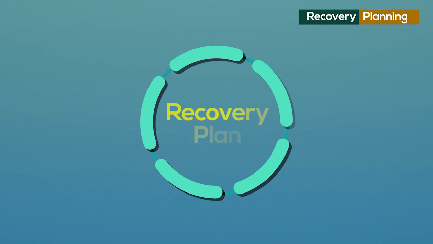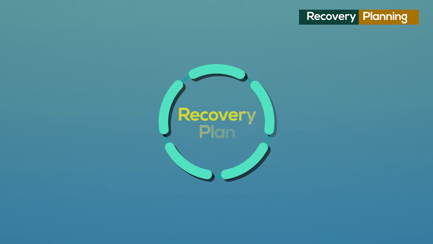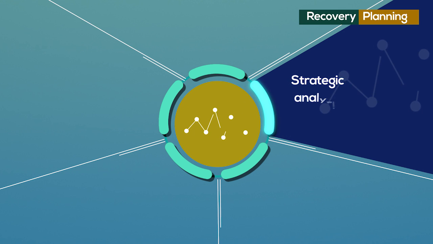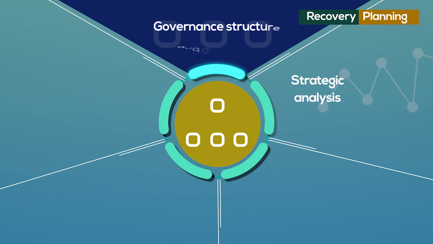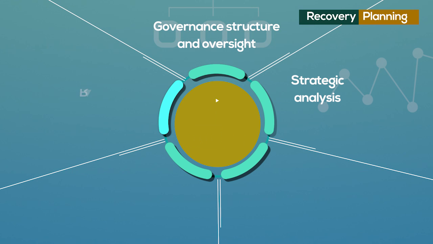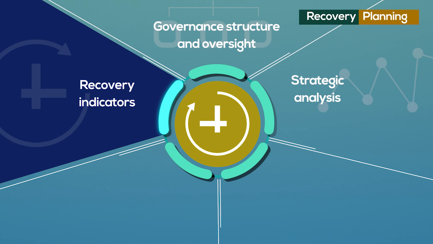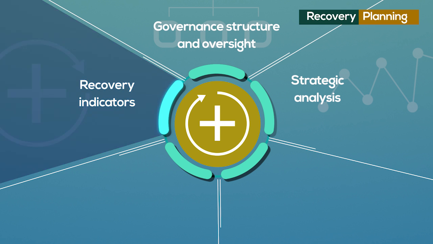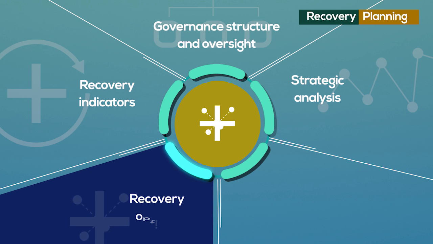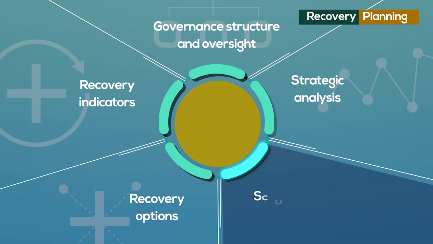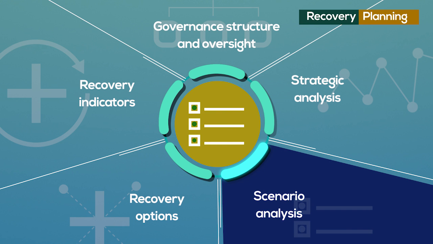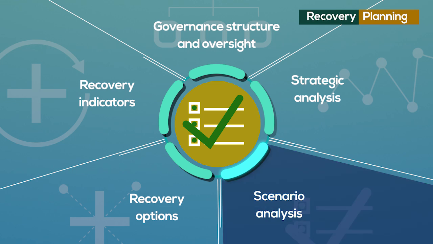A credible recovery plan consists of several core elements: a robust strategic analysis of the FI structure, activities, and operations. A sound governance framework that clarifies the responsibilities within the FI from the development to the execution of the recovery plan. A forward-looking recovery indicator framework that supports rigorous risk monitoring. A comprehensive suite of effective and credible recovery options to address threats to viability. A wide range of severe stress scenarios to assess the FI's overall recovery capacity.